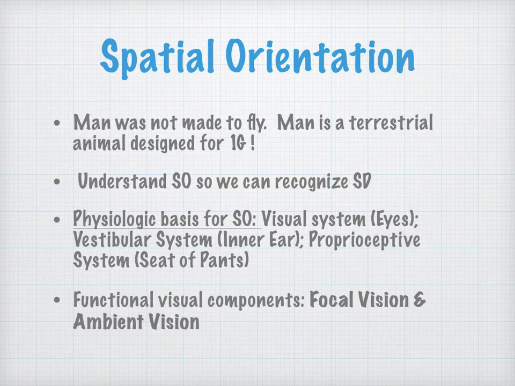Our visual system is the most important of the three, but as we will see from the visual illusion slide, they can be tricked. Our visual system has two functional components. They are focal vision and ambient vision, and both are critical in the flying environment. We all understand these components when they are pointed out to us, but let's take a closer look at each.